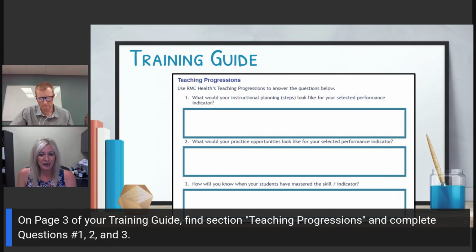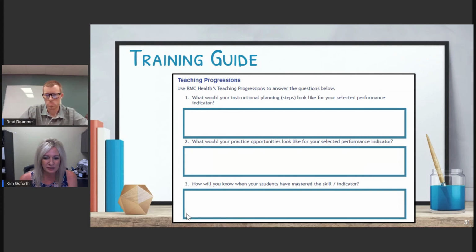Now we're going to give you an opportunity to reflect a little bit on your teaching progression for the performance indicator that you had selected. So we want you to take a minute to look at those steps again, reflect on what practice opportunities you could give your students to help show mastery of that performance indicator. So on page 3 of your training guide, go ahead and have some reflective time there and answer those questions.